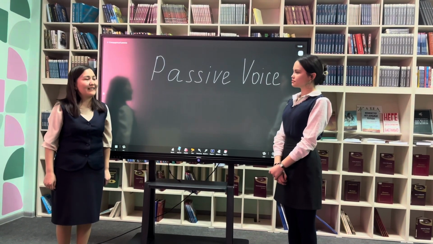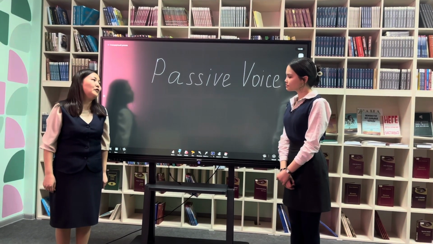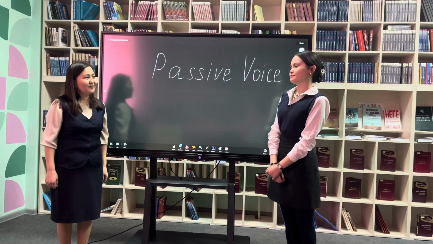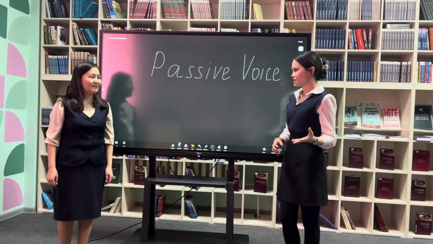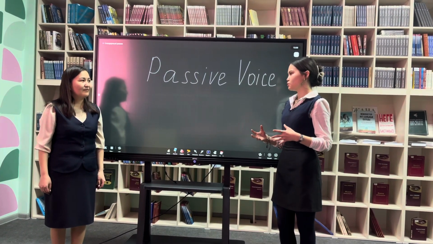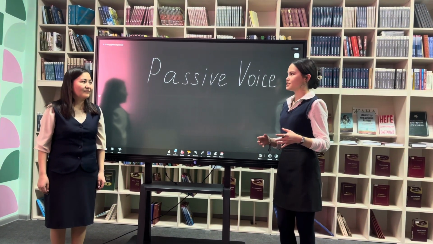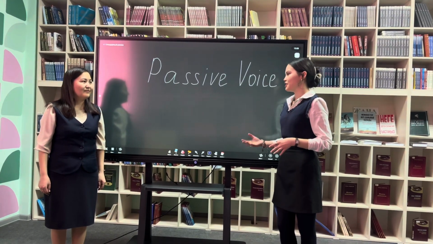Here is the first sentence. Mary wrote the story. Can you transform it into passive voice? I know this. The subject of the active sentence becomes the agent and is either introduced with the preposition by or is omitted. The story was written by Mary.